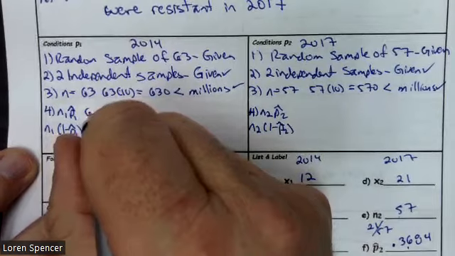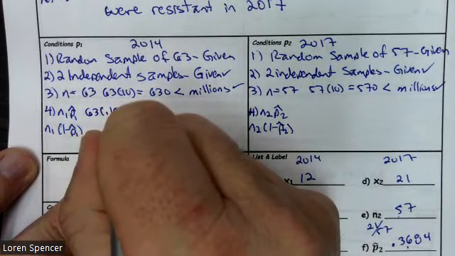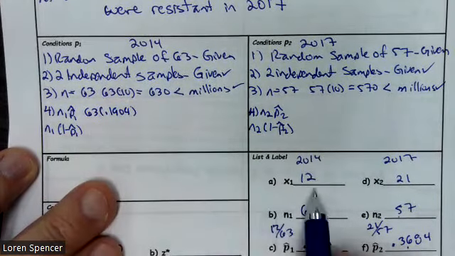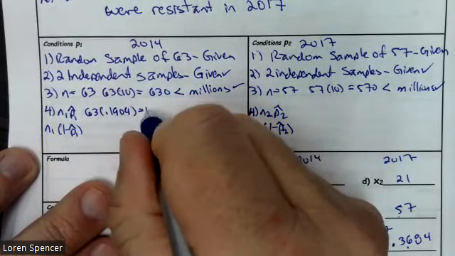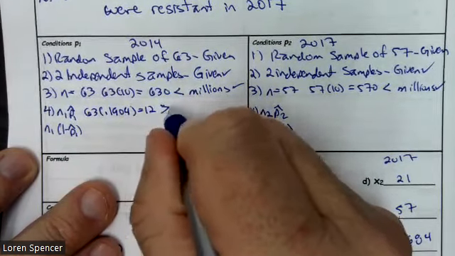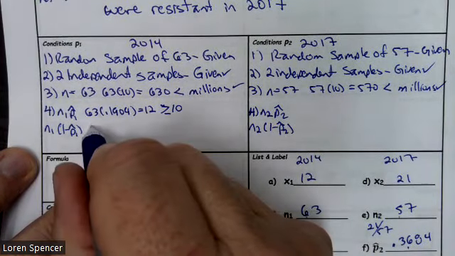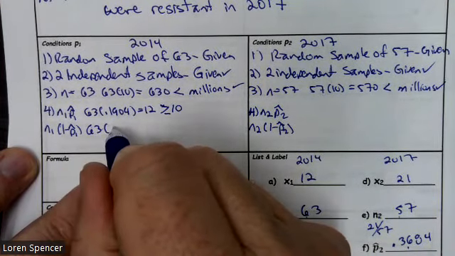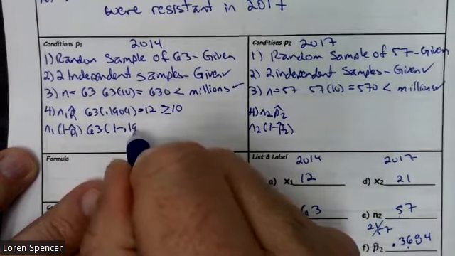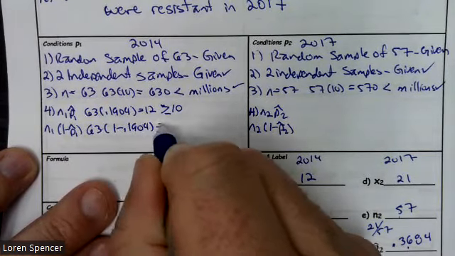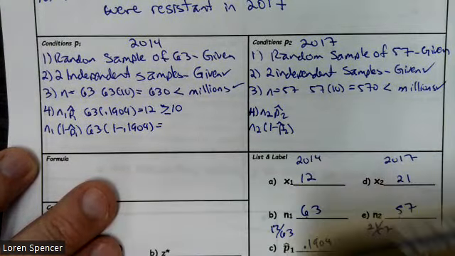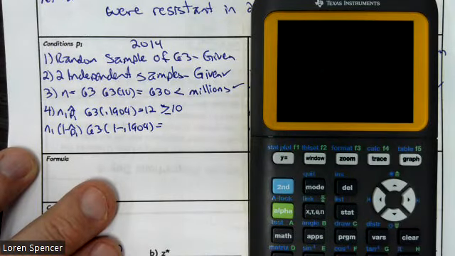So this is 63 times 0.1904, and we know that that equals 12. And that's greater than 10, not by a lot, but it still qualifies. And then we have 63 times 1 minus 0.1904. And that's going to equal, let's check it out, but it should equal 51.